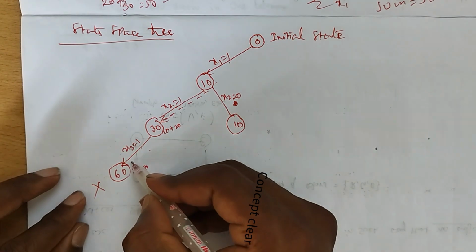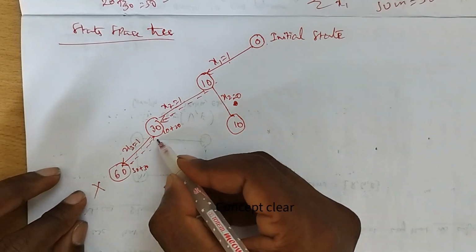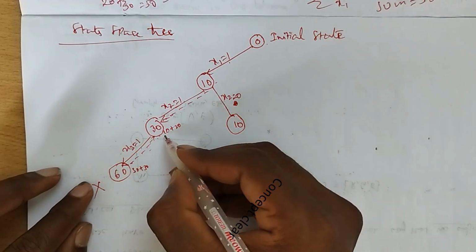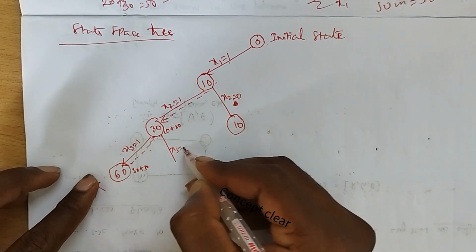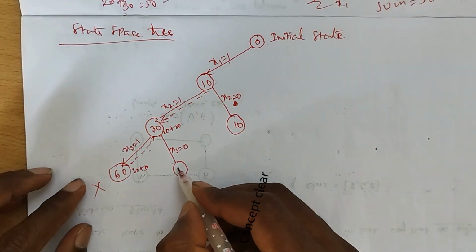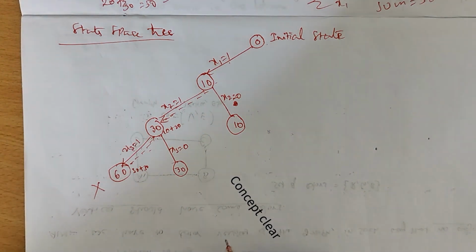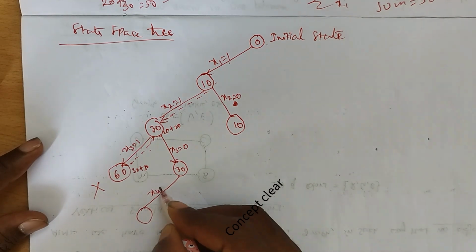So again we have to backtrack. Again we have to backtrack up to here. Again here we have to check x3 equals 1. Here we have to check x3 equals 0. x3 equals 0 means 30 is not considered. So what is the value? 30. Now we are checking x4 equals 1.